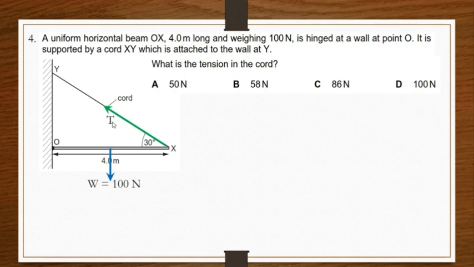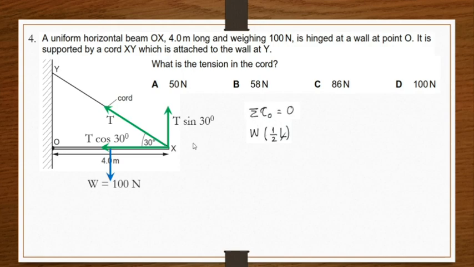And I want to resolve this tension into Tx, which is T times the cosine of 30 degrees, and Ty, which is T times the sine of 30 degrees. Actually, we have several forces that act at this O, but I will just take this O as my point of reference, as my axis of rotation, so that I can eliminate those unknown forces. So the resultant of torque about O should be equal to 0 because this system should be in equilibrium. So the resultant of torque will be 0.